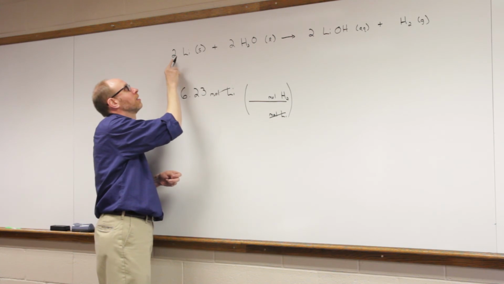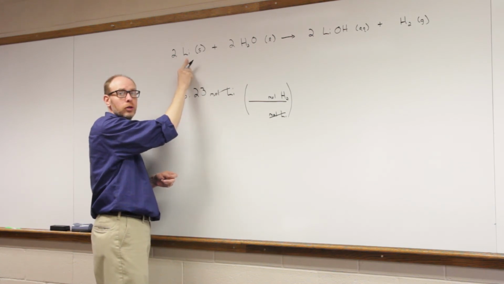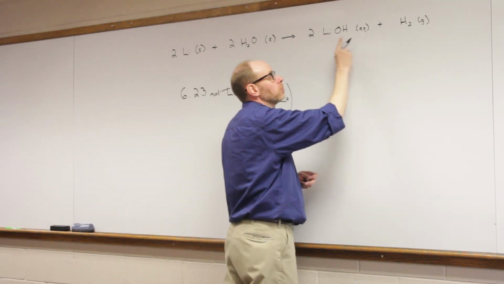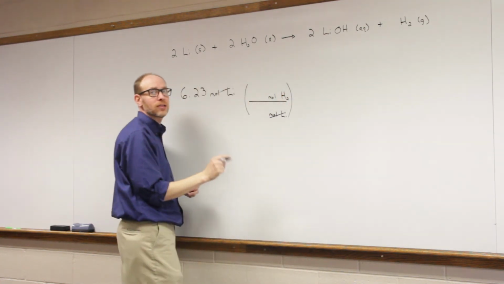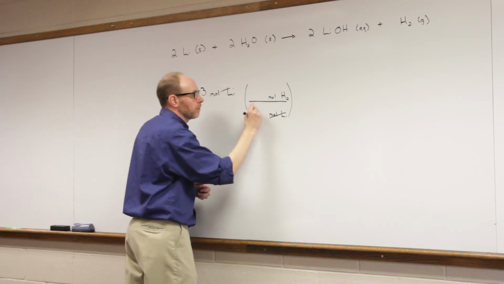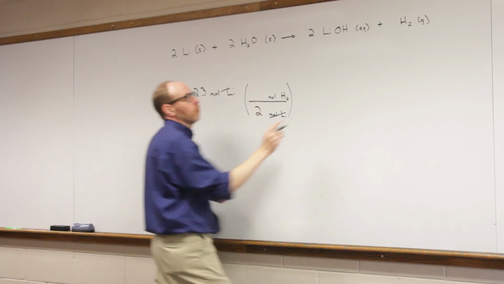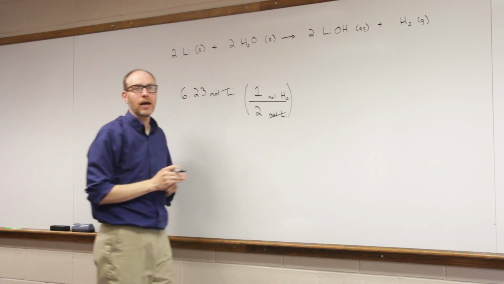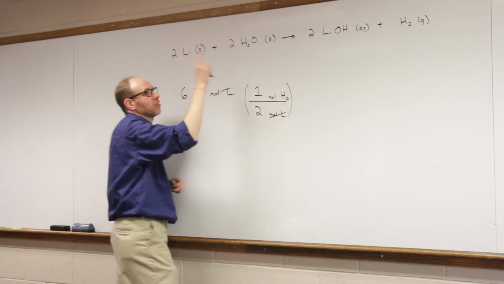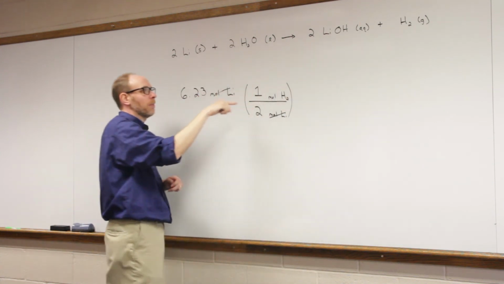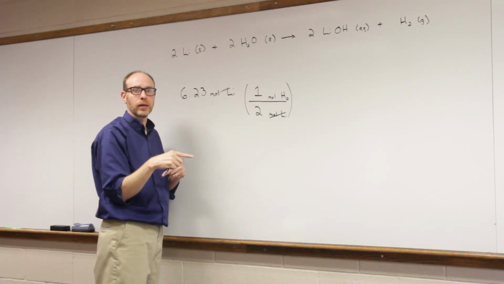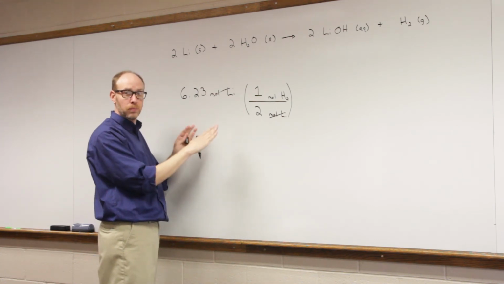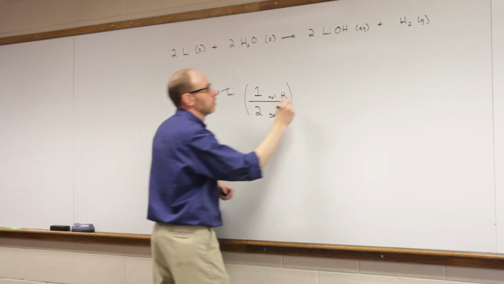So what I'm saying is that 2 moles of lithium are going to react with 2 moles of water to produce 2 moles of lithium hydroxide and 1 mole of hydrogen gas. So every time that 2 moles of lithium react, it's going to produce 1 mole of hydrogen gas. Just take the coefficients from in front of the compounds that I want to convert between. That's it. That's all there is to it. Literally, that is the end of the problem besides doing the calculation.